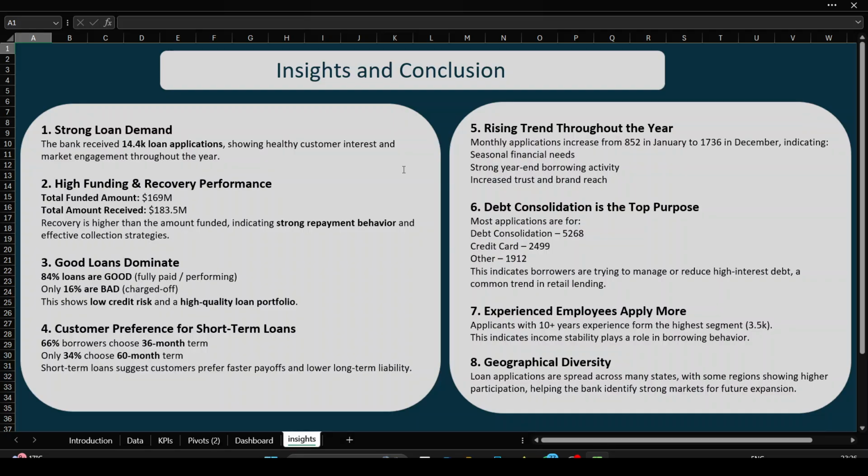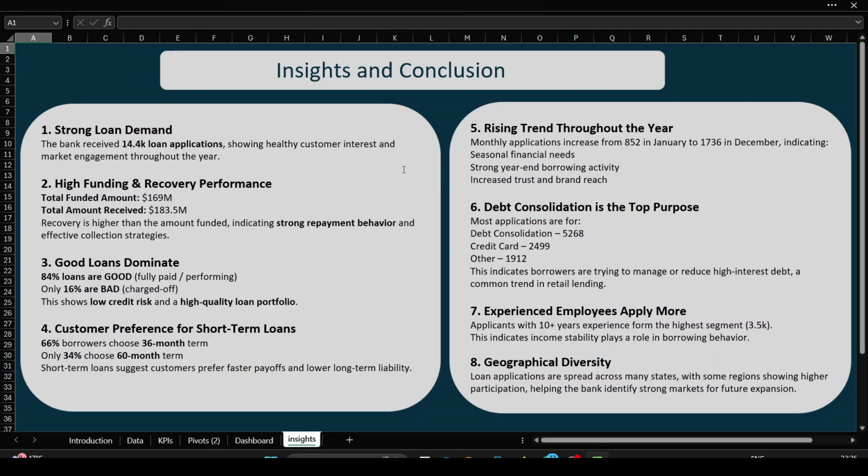Now, what's the rising trend? So monthly applications increased from 852 in January to 1736 in December, indicating seasonal financial needs. Strong year-end borrowing activity, increased trust, and branch reach.